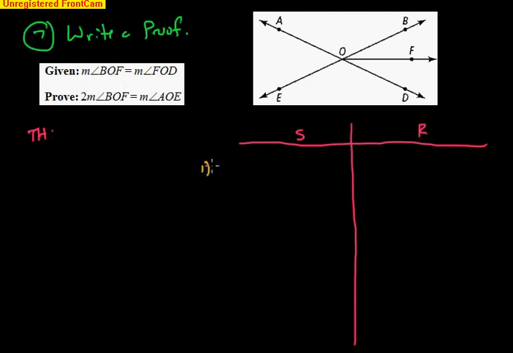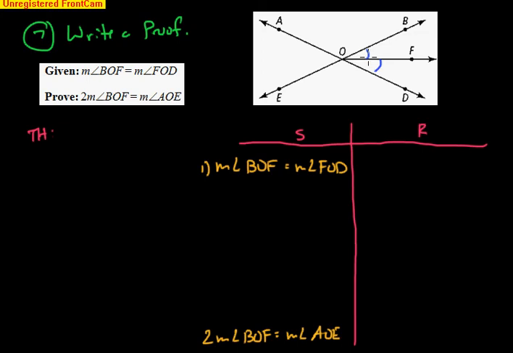First, write the given down. We are given that the measure of angle BOF equals the measure of angle FOD. So we know that BOF is the same as FOD. And I want to show that 2 times the measure of angle BOF equals the measure of angle AOE. Okay?